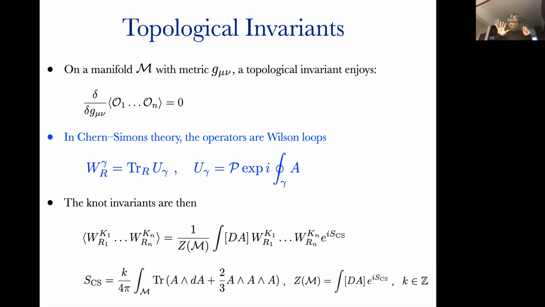So if you're not an expert in quantum field theory, I just want the take-home message here to be that there's a quantum field theory that lets you compute knot invariants. And these knot invariants distinguish knots from each other.